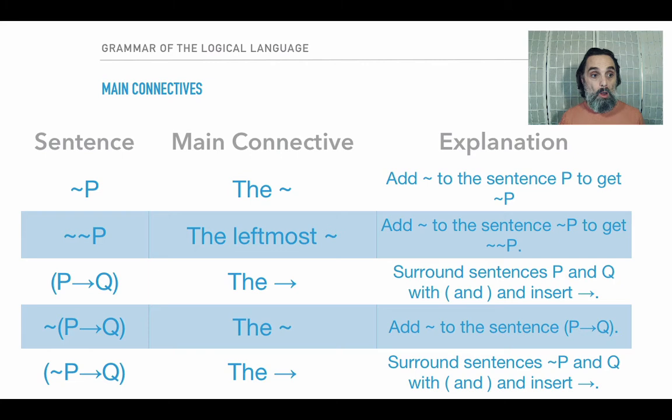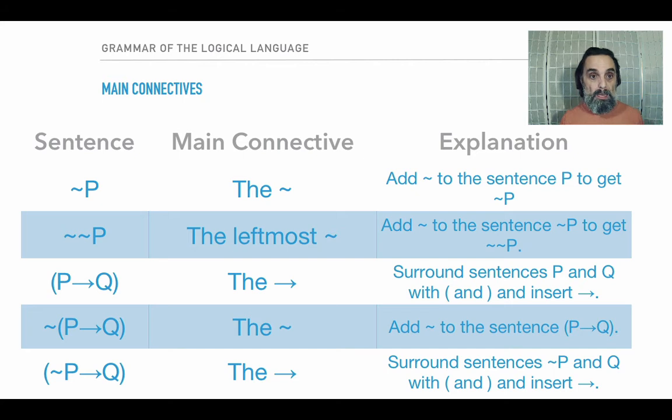On the fourth row, we have the sentence negation of P arrow Q. In that case, the main connective is the negation. Why? Well, because to build that sentence, we take P arrow Q with the parentheses and put the negation in front. And then the last sentence is parenthesis, negation P arrow Q, parenthesis, so that's if not P, then Q. And in that case, the main connective is the arrow. Why is that? Well, because to build that sentence, we take the sentence negation P, and we take the sentence Q, and we add the arrow to them and put the parentheses around them.